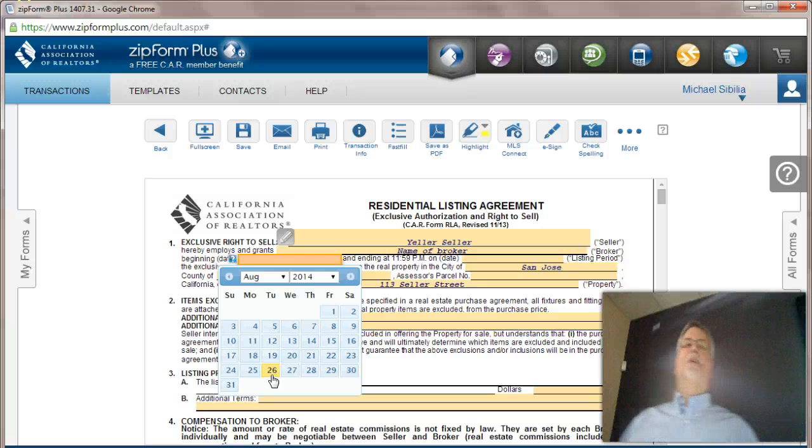It was a trick question. You would start it today. Well, what if they say, well, we don't want it to be shown for a week? What would you then use? And that form is called the authorization to exclude from the MLS.